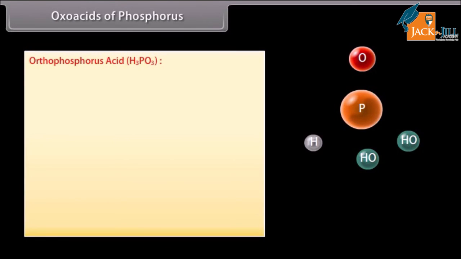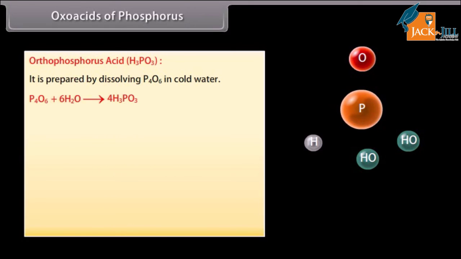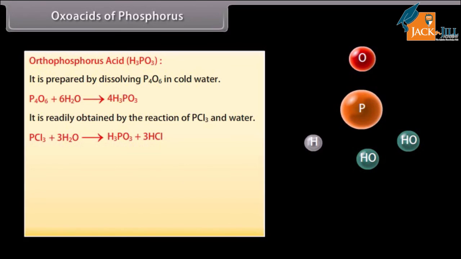Oxoacids of phosphorus. Phosphorus forms a number of oxoacids. The important oxoacids of phosphorus are the following. Orthophosphorous acid. It is prepared by dissolving P4O6 in cold water. It is readily obtained by the reaction of PCl3 and water.